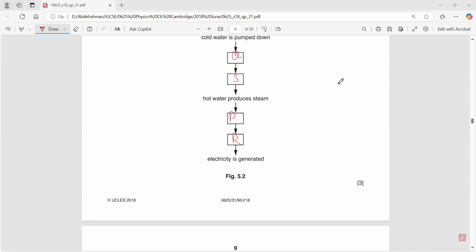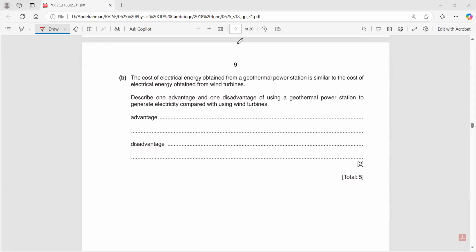The cost of electrical energy obtained from geothermal power stations is similar to the cost of electrical energy obtained from wind turbines. Describe one advantage and one disadvantage of a geothermal power station compared with wind turbines. Why would geothermal power stations be a little better than wind turbines?